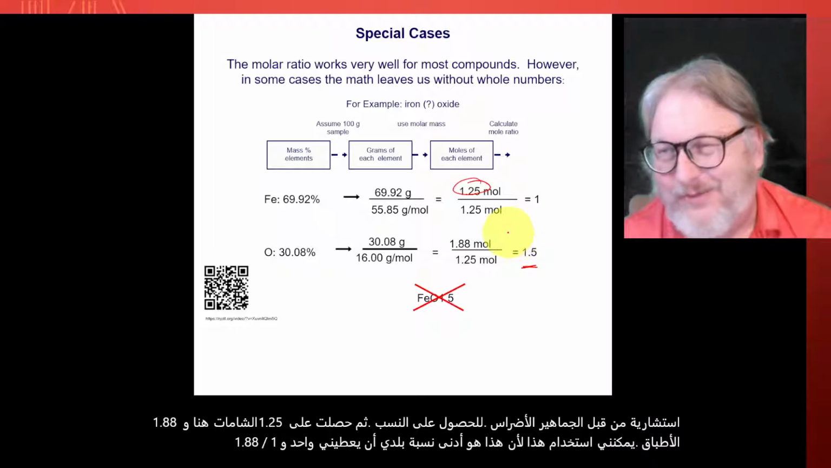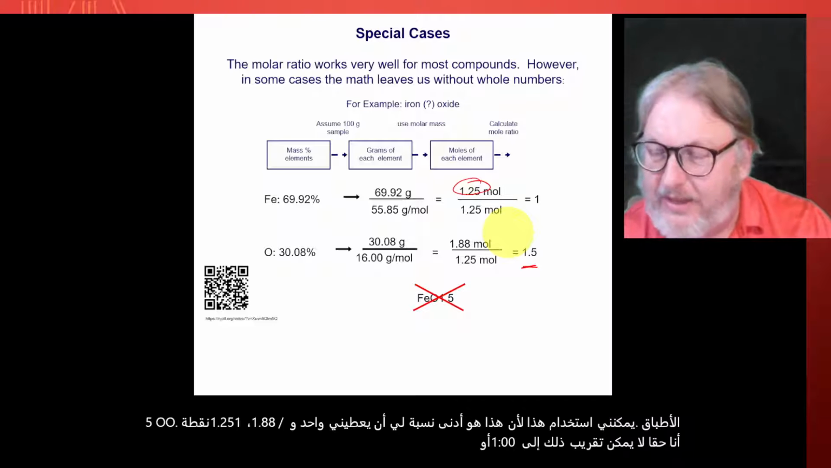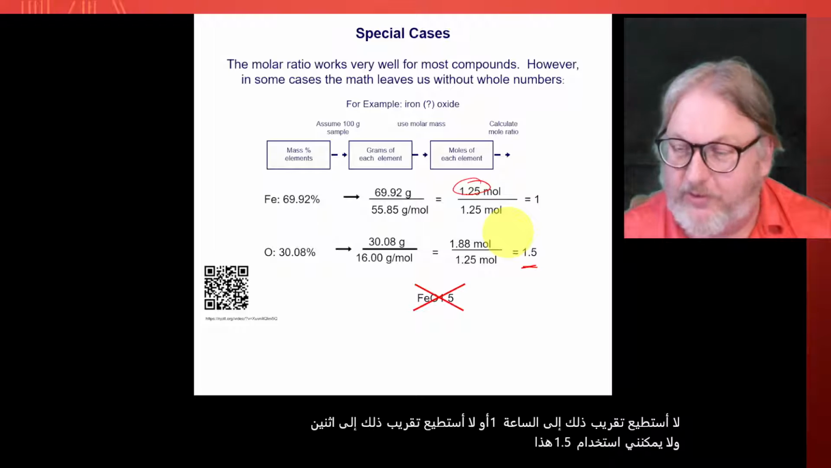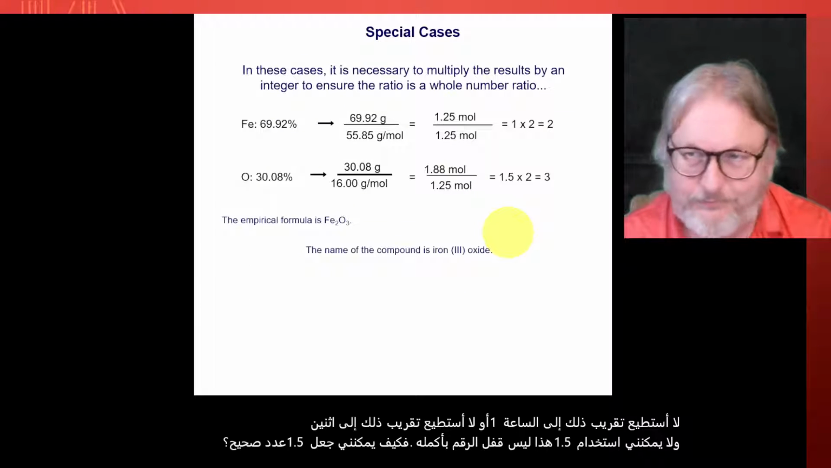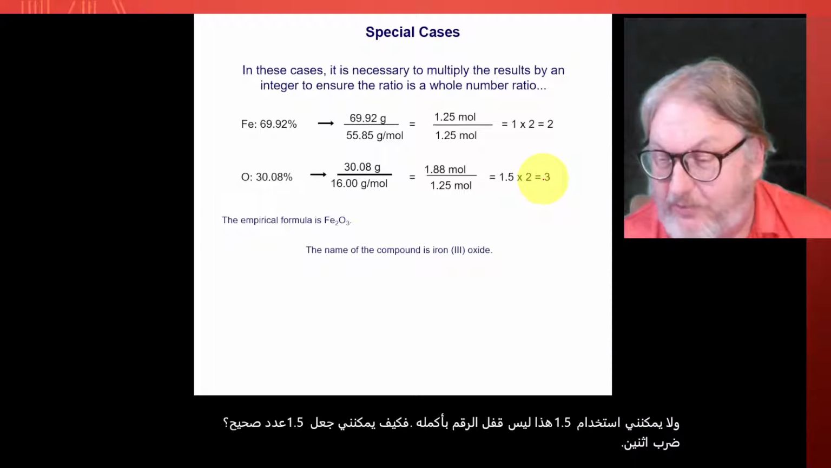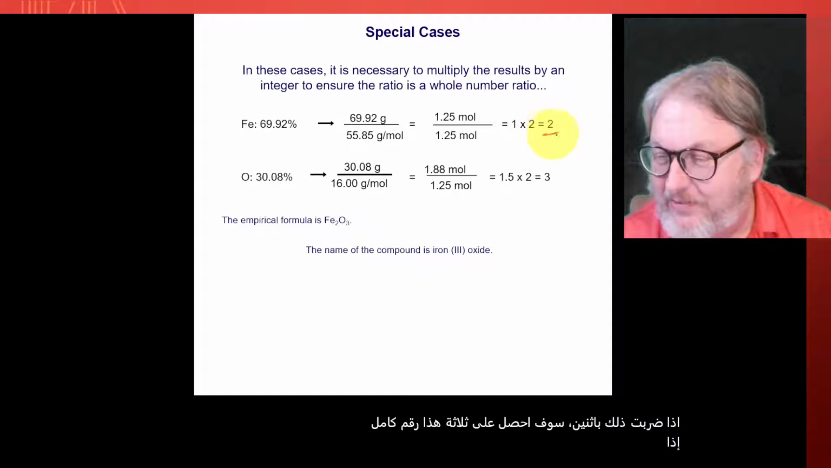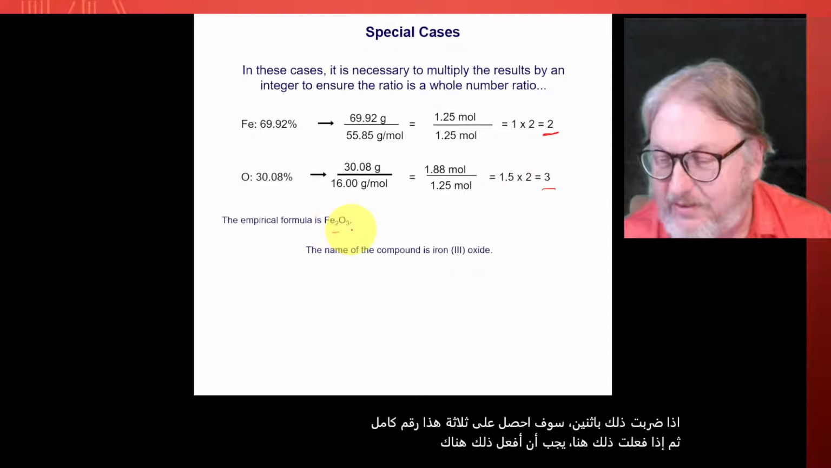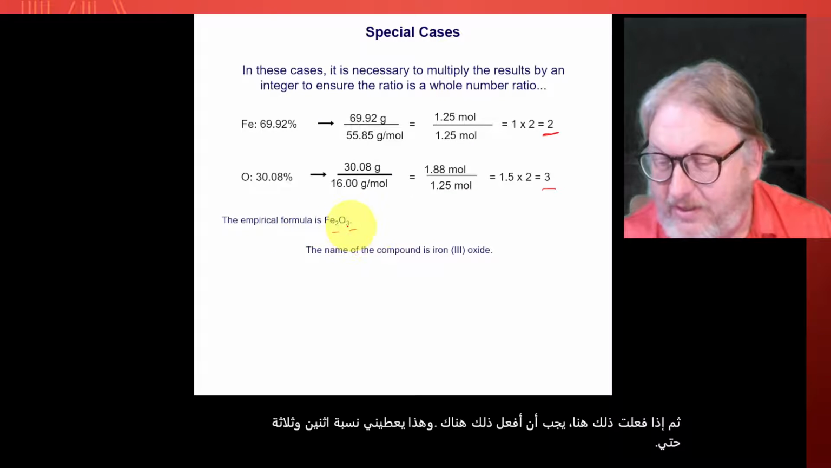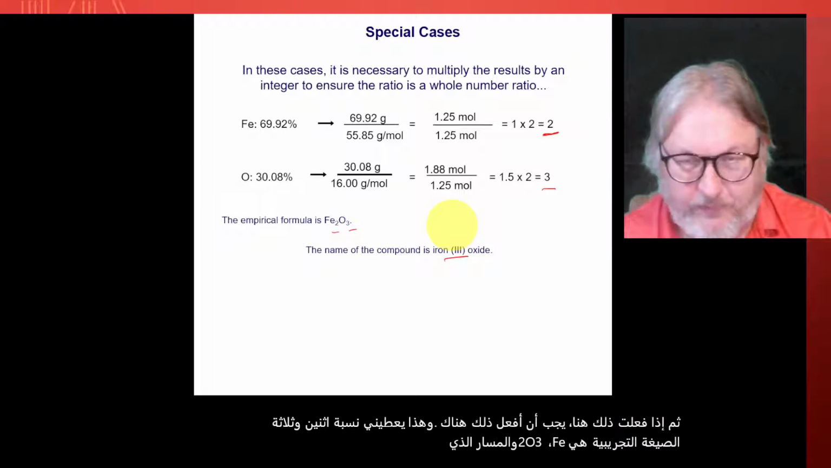Ooh, I really can't round that to 1, or I can't round that to 2. And I can't use 1.5, that's not a whole number. So how would I make 1.5 a whole number? Multiply by 2. If I multiply that by 2, I'm going to get 3. That's a whole number. Well, then if I do it here, I've got to do it there. So that gives me the ratio of 2 and 3. So the empirical formula is Fe2O3. And of course, that's going to be iron 3 oxide, as we learned from Unit 4.